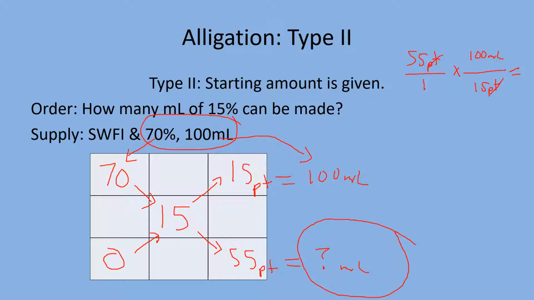So I got about 367. What you guys got? 55 times 100 divided by 15. Yeah, 367. All right, one last example.